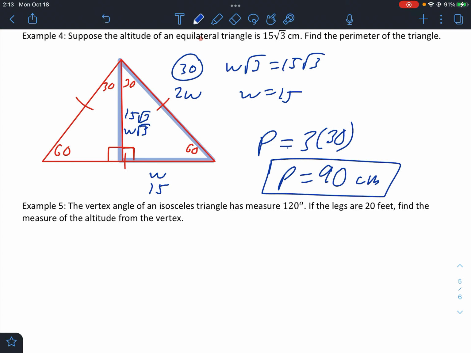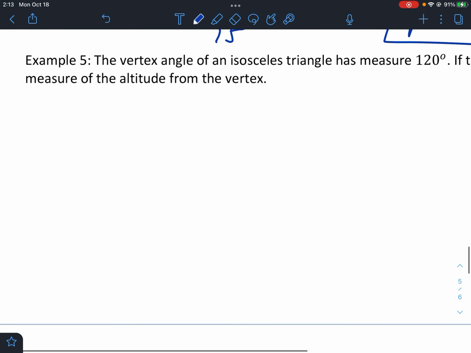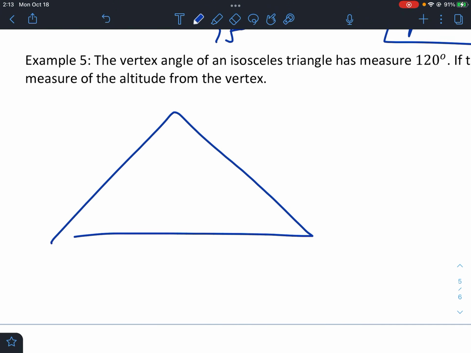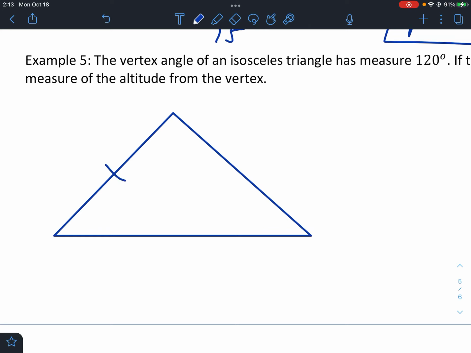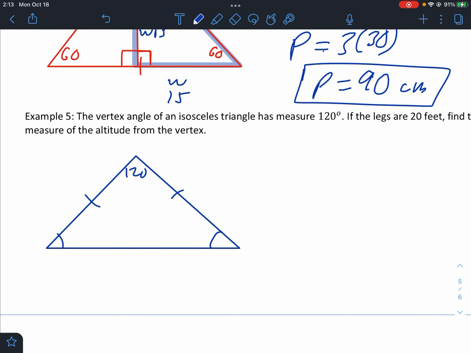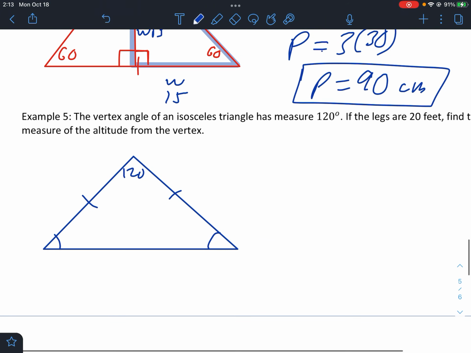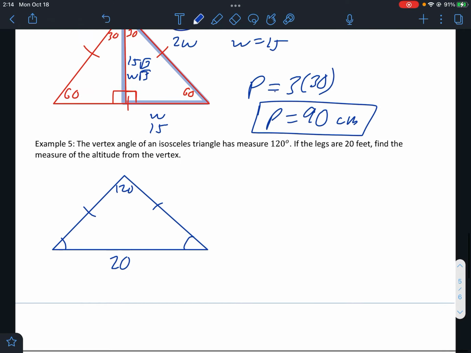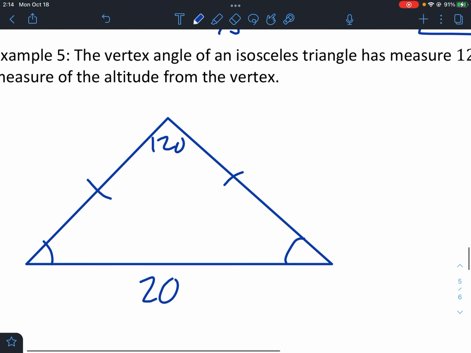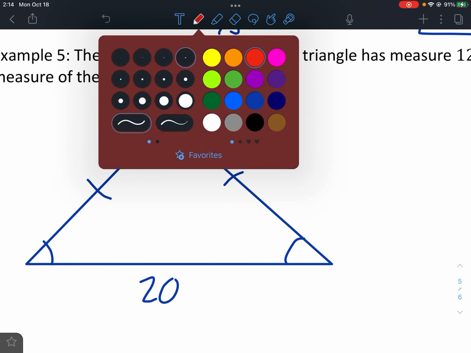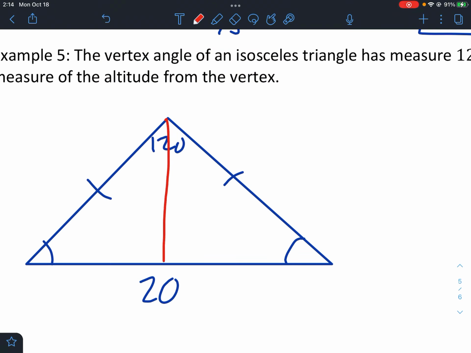And the last example here, number 5: the vertex angle of an isosceles triangle measures 120. All right, let's draw an isosceles triangle whose vertex angle is 120. The legs are 20 feet apart. Find the measure of the altitude from the vertex. So we're looking for the measure of this altitude.